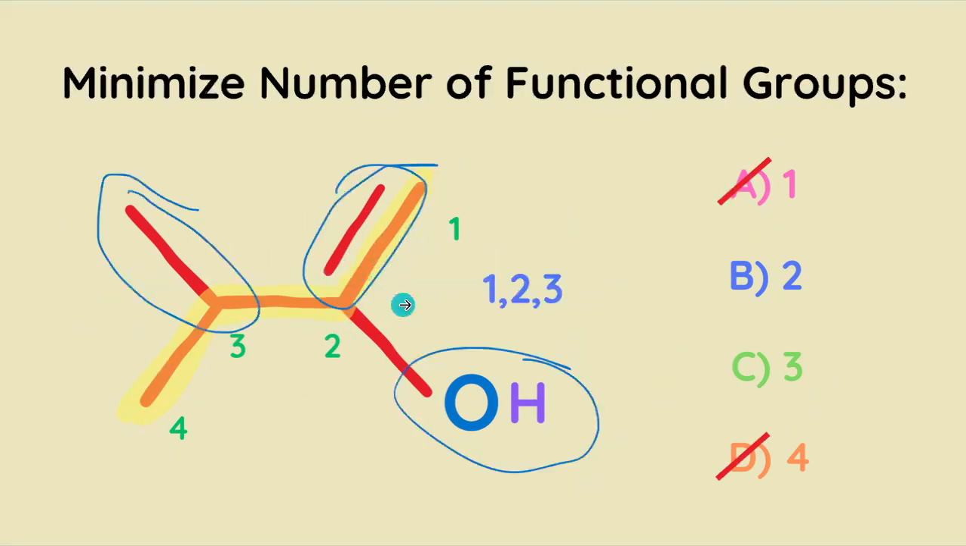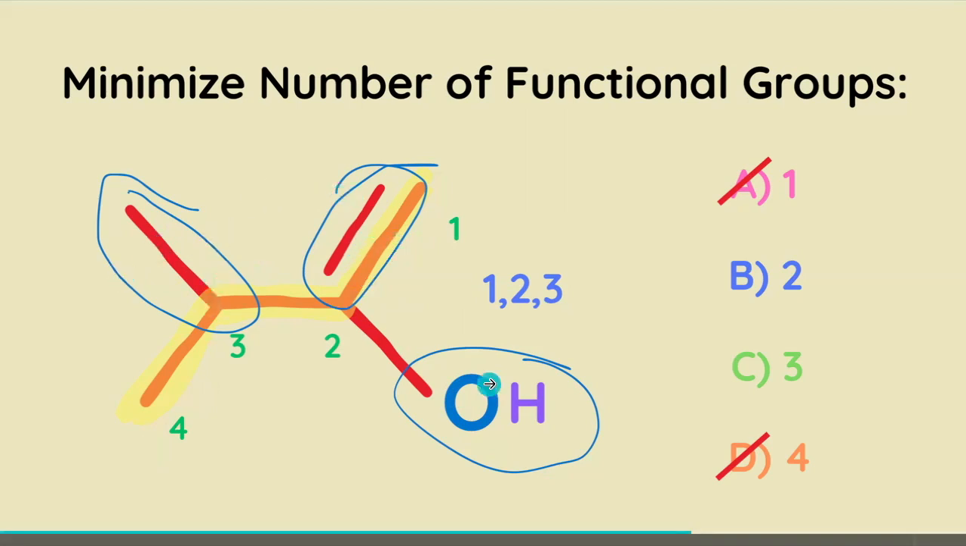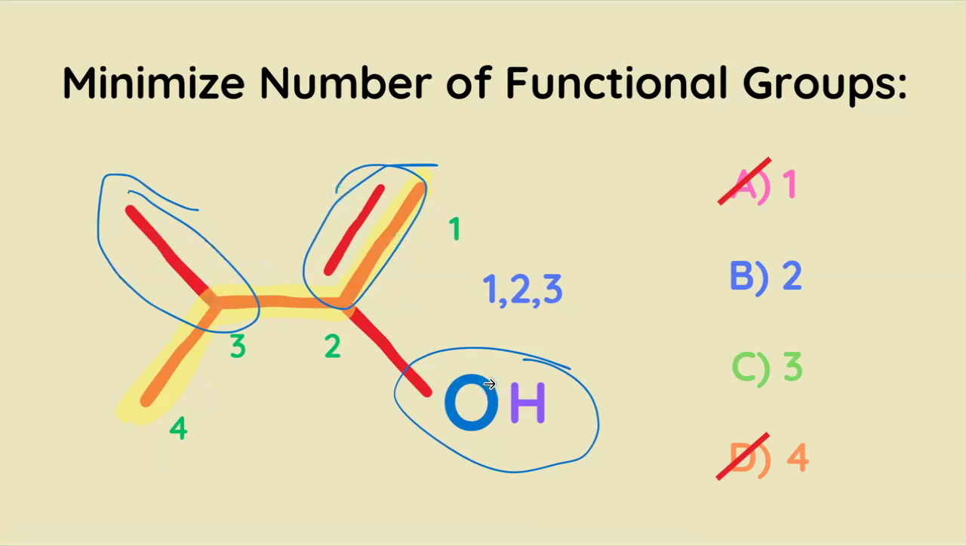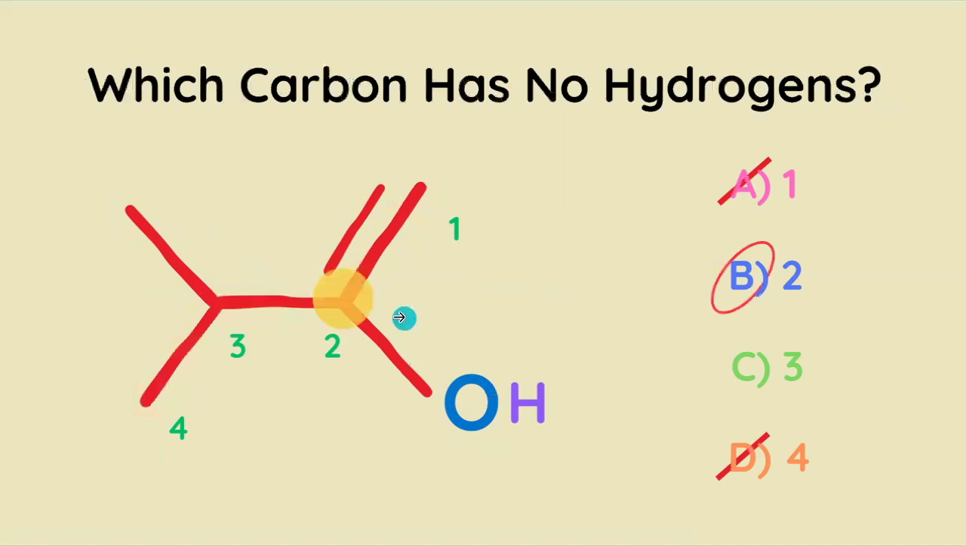And it just so happens that we must order the chain right to left because each of our functional groups make 1, 2, 3 numbers, whereas if we ordered it the other way, we would have a 2, 3, 4, which would be larger numbers overall. So therefore, carbon number 2 is the one with no hydrogens.